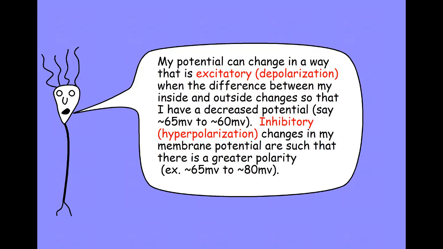Now, potential can change in a way that's excitatory, called depolarization, when the difference between the inside relative to the outside changes so that I have a decreased potential, say from negative 65 millivolts to negative 60 millivolts. We can also have inhibitory change, or hyperpolarization. That's where changes in the membrane potential measured from inside to outside are such that there's a greater polarity, say from negative 65 to negative 80 millivolts.